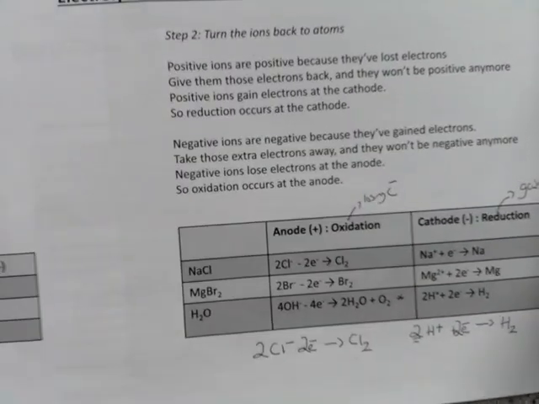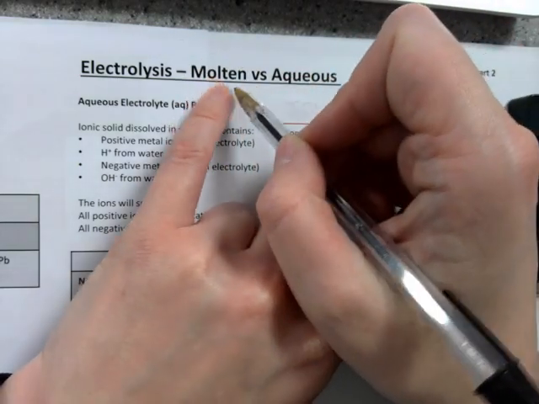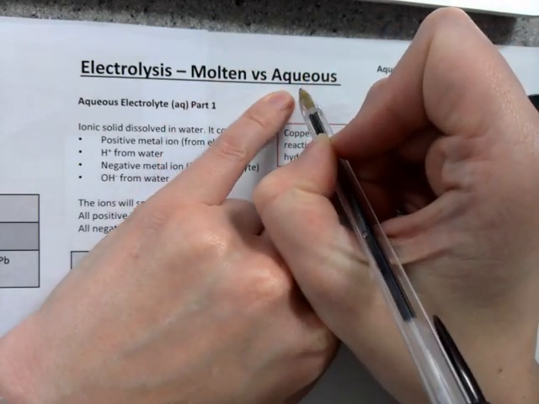Now there's another little bit to it. So when you're doing electrolysis, you need to consider how you actually made your electrolyte conduct electricity. Did you melt it or did you dissolve it in water? Because unfortunately there's a difference.